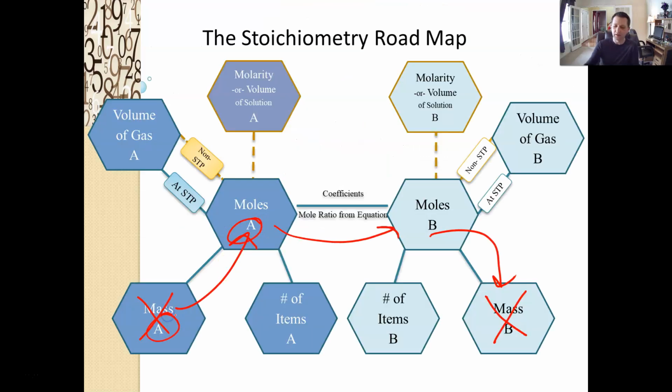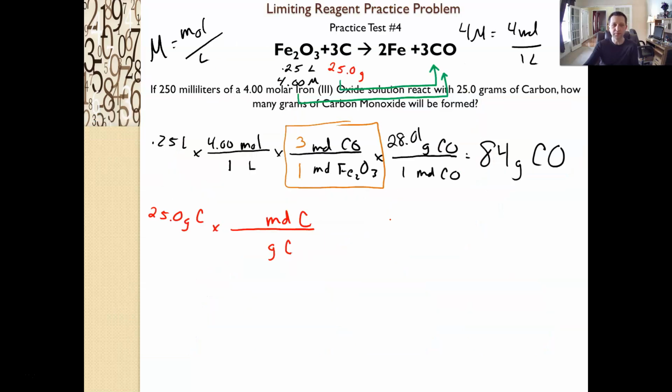All right, and then I want to go into moles of substance B. And I know what that is because I did my scratch work up here. Substance B is carbon monoxide. So I'm going to cancel out moles of carbon, and I'm going to convert to moles of carbon monoxide. Look at the last step. It's basically the same. I want to cancel out moles of CO, and I would convert to grams of CO.